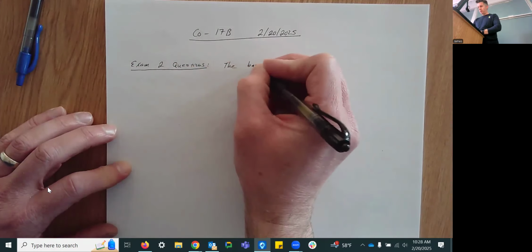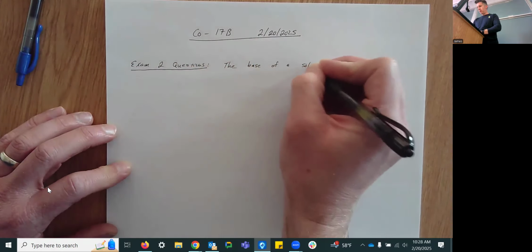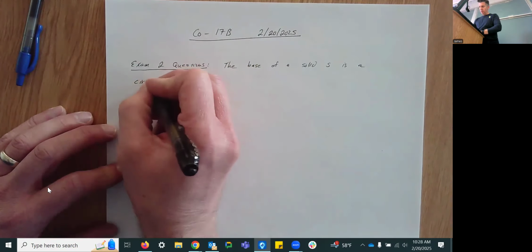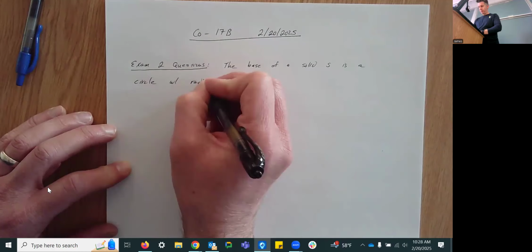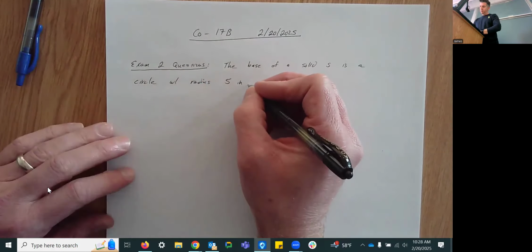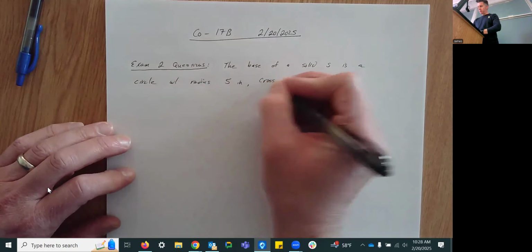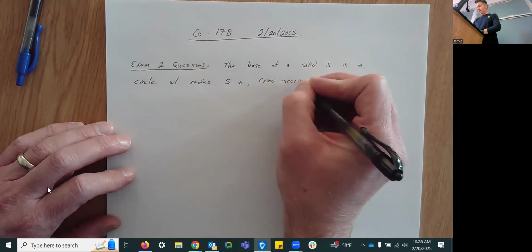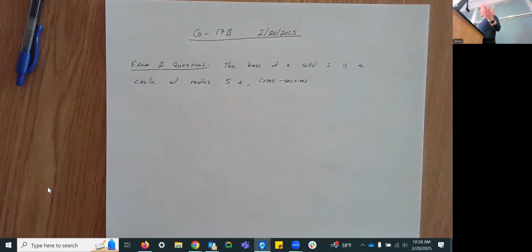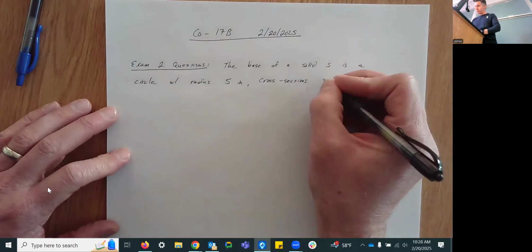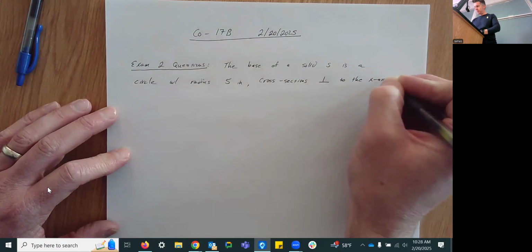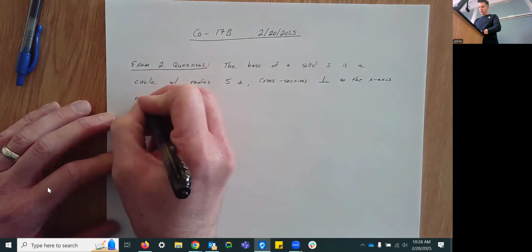The base of solid S is a circle, radius 5 inches. Cross sections perpendicular to, it actually doesn't matter which axis, but if you have a choice, usually picking the x-axis is the easier one to be perpendicular to.